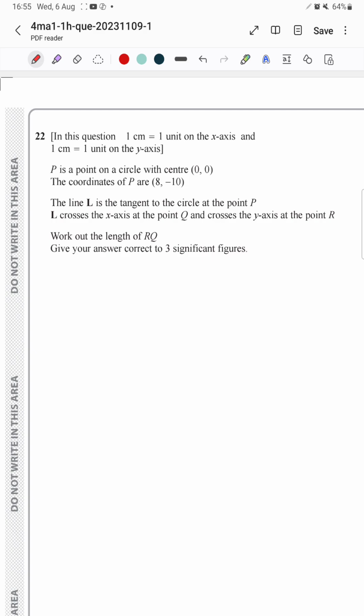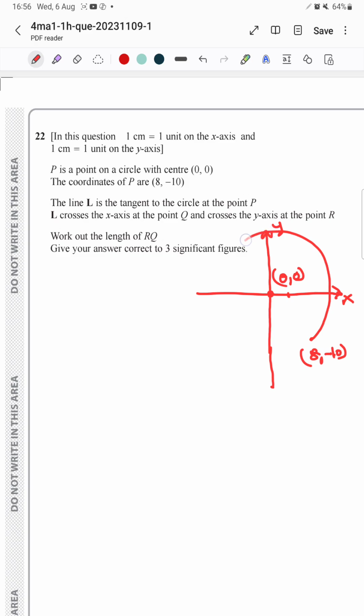Okay. The line L is a tangent to the circle at point P. So first we draw one diagram. Let's say these are the x and y axis. Here when you take 1 unit, it is 1 centimeter. 0, 0 is the center of the circle. And the circle is passing through a point 8, -10. Let's say that point is somewhere here. 8, -10. So the circle is passing through this point and the center is at 0, 0.